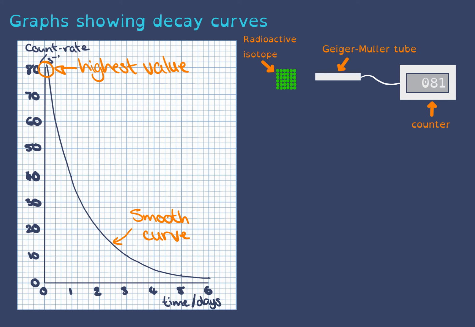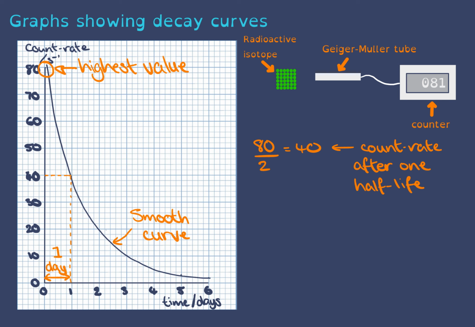Halve that value, so 80 divided by 2 is 40. Draw a line from 40 to the line on the graph. Draw downwards to the time axis. Read the value from the time axis, and that's your half-life.